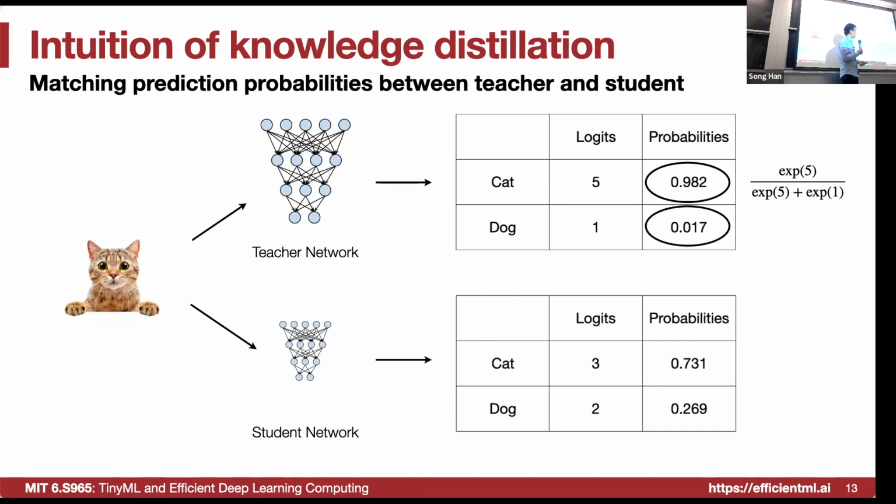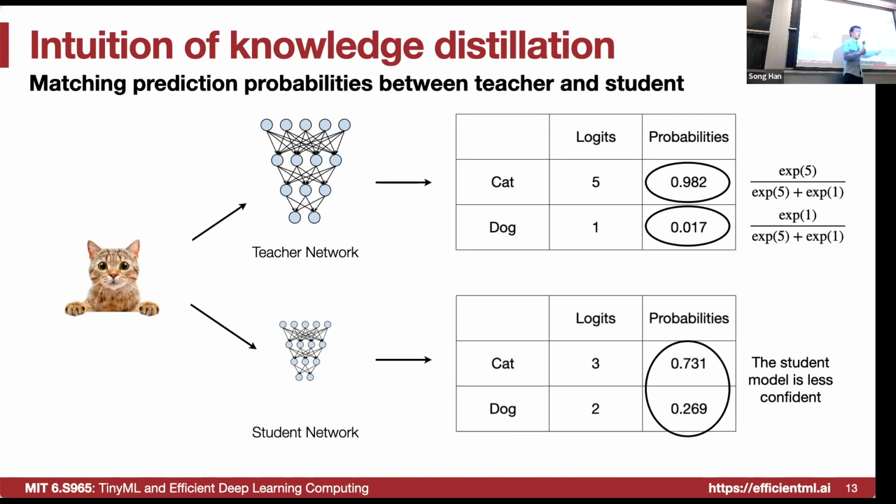After calculating the probability, we find that the probability that the student model thinks this is a cat is only 73%, versus about 27% probability that this is actually a dog. This shows that the student model is actually less confident given this same image.